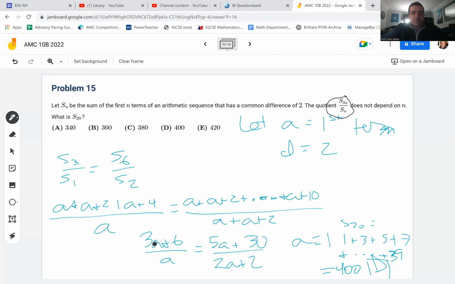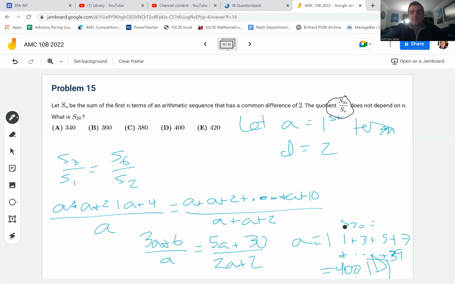Simplifying the equations, I get 3a plus 6 over a is equal to 5a plus 30 divided by 2a plus 2. Cross multiplying, you end up getting a equals 1. So if you cross multiply and solve for a, you get a equals 1.